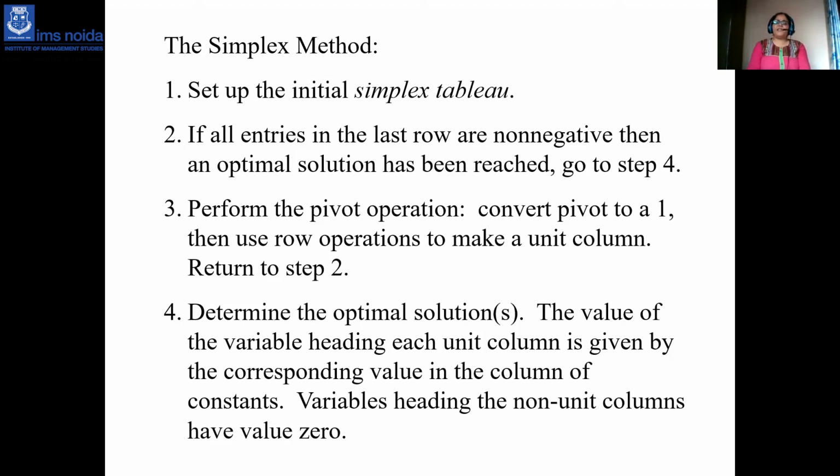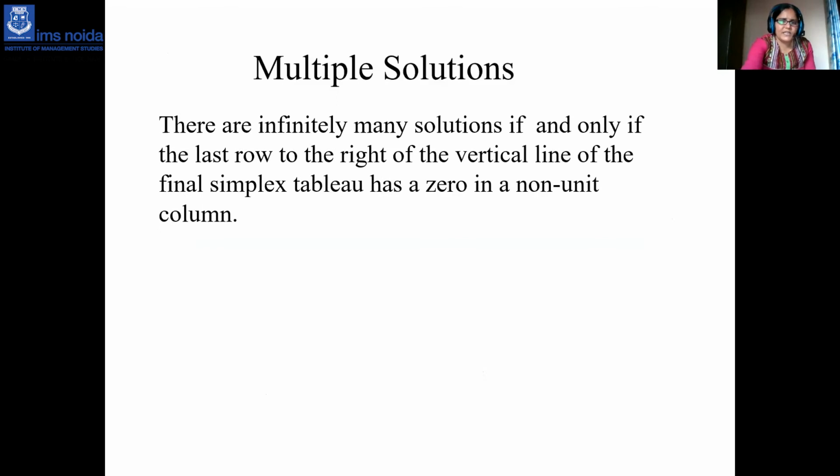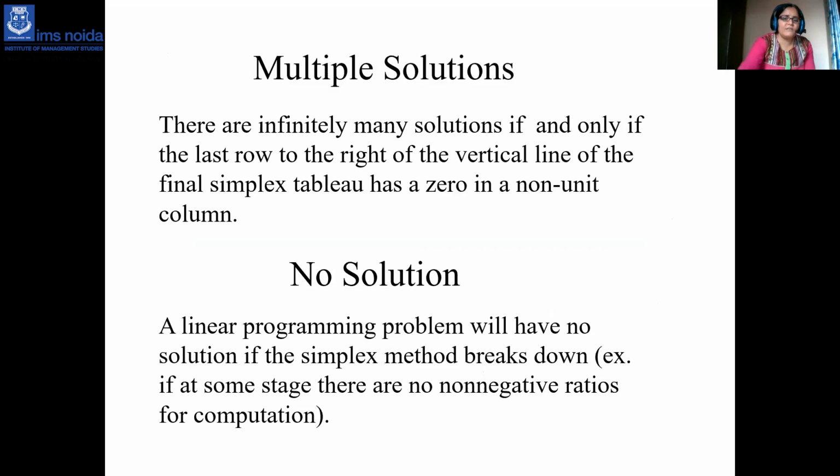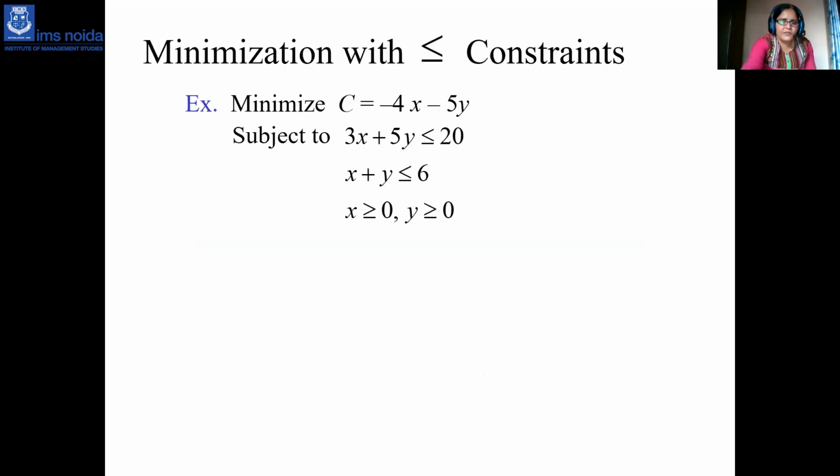Perform the pivot operation: select the pivot column, then the pivot row, then the pivot element. Determine the optimum solutions. The value of the variable heading each unit column is given by the corresponding value in the column of the constants. This is the format we have gone through in that problem, finding the value of P. Multiple solutions may occur in various kinds of simplex method problems. No solution can occur where you get infinite values when finding the minimum ratio. So the simplex method breaks down if you get infinite values.